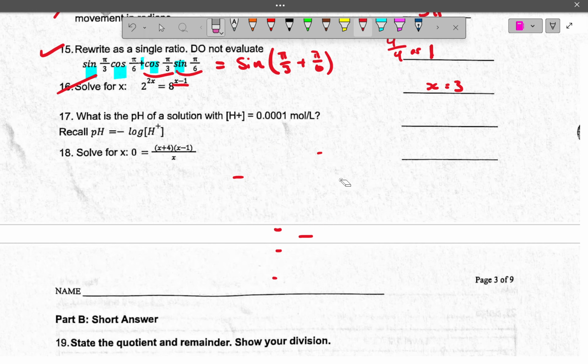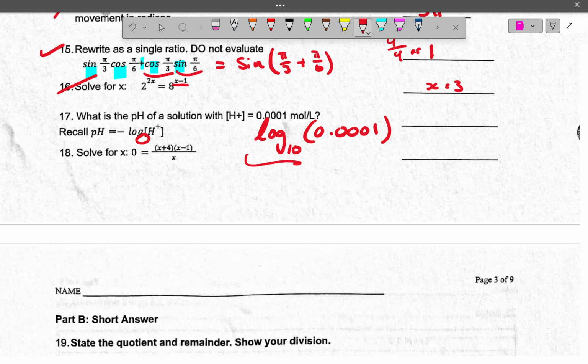The next one, what is the pH of a solution with a hydrogen concentration of this many moles per liter? So they're basically asking, okay, this is a bit of a tricky question. You could put this into your calculator and it should just spit out the answer, because if you do log, and if there's never any base shown here, then it's just base 10. So log base 10, and you put in 0.0001. This will just actually spit out a number.